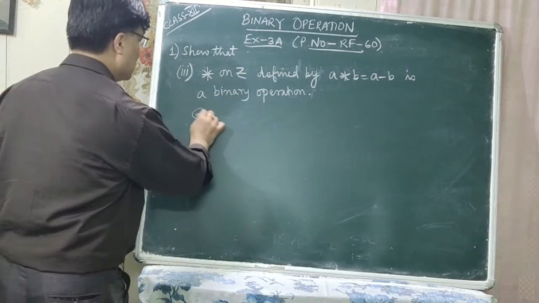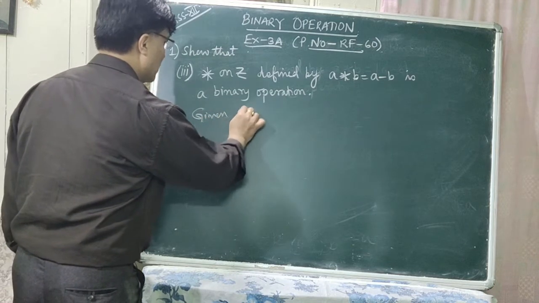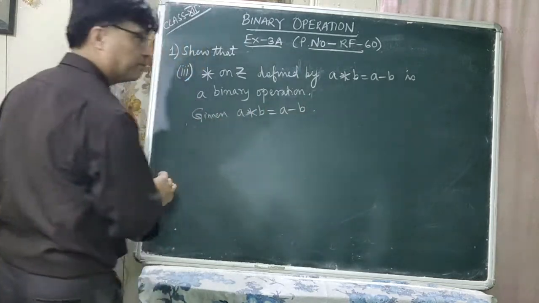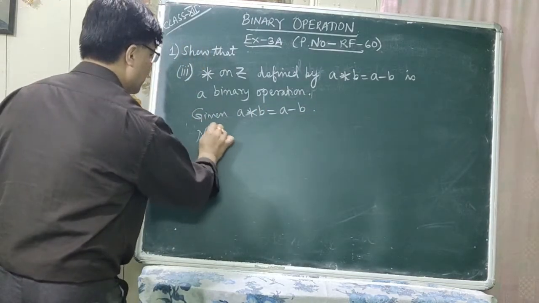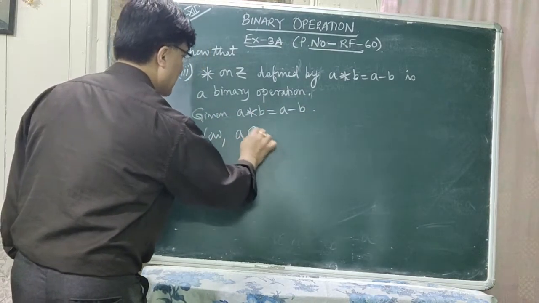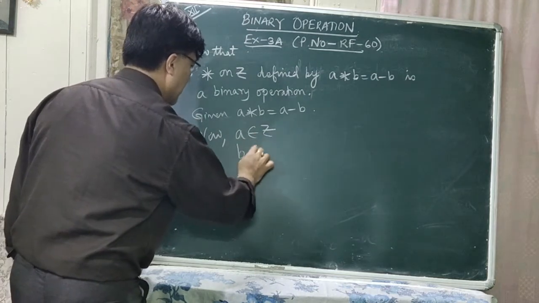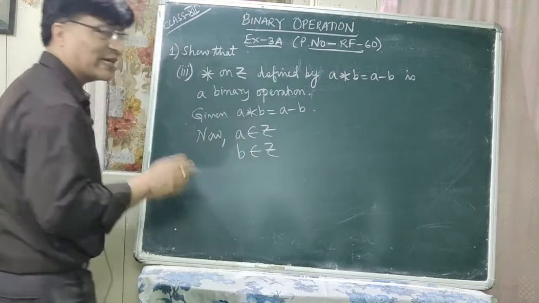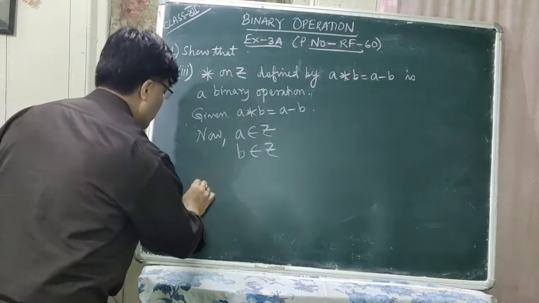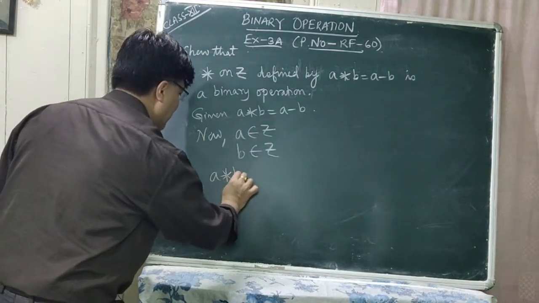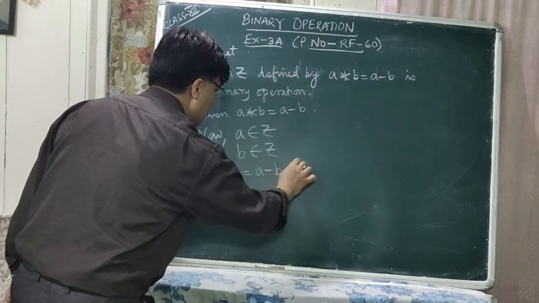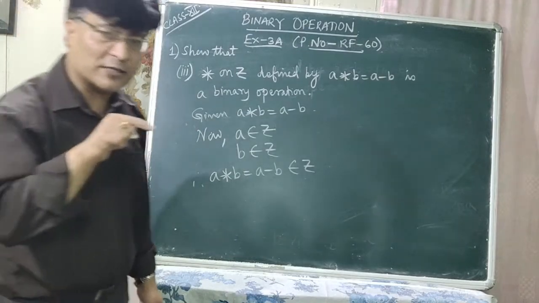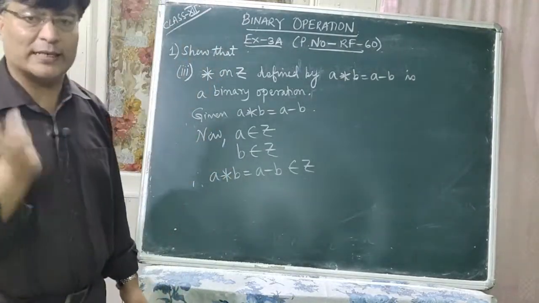Now here given is A star B is equal to A minus B. In this case A belongs to Z and B belongs to Z. Both A and B belong to the set of integers. So A star B is equal to A minus B also belongs to the set of integers, that is, the difference of two integers is also an integer.